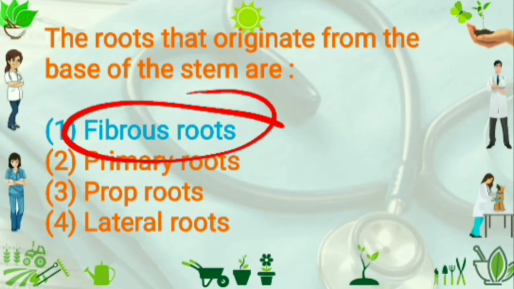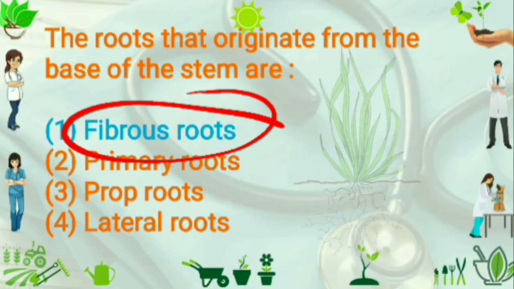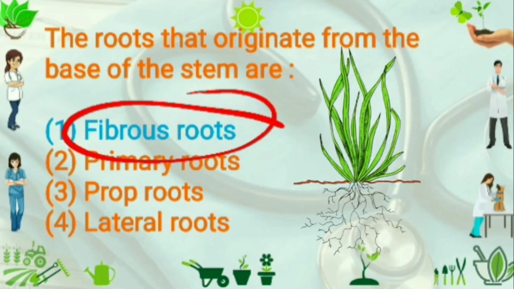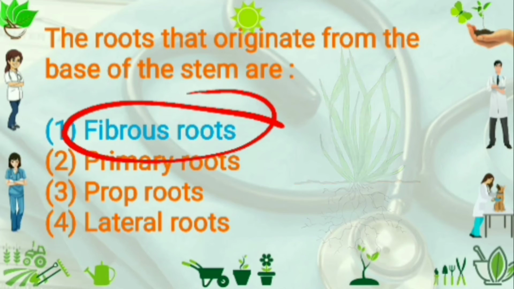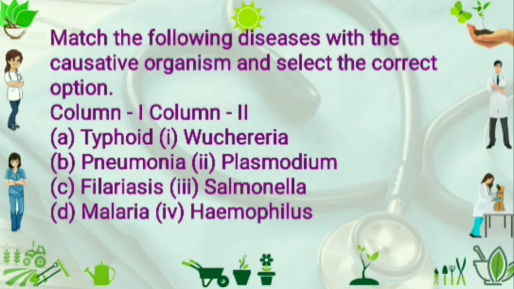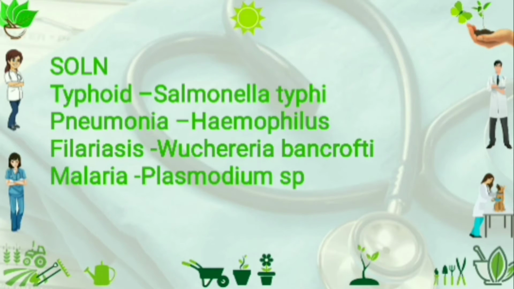Match the following diseases with the causative organism and select the correct option. Typhoid, pneumonia, Phenylketonuria, malaria. The question is about their causative organisms. Think about it and try. The correct answer is typhoid is caused by Salmonella typhi, pneumonia by Haemophilus, Phenylketonuria by Wuchereria bancrofti, and malaria by Plasmodium species.